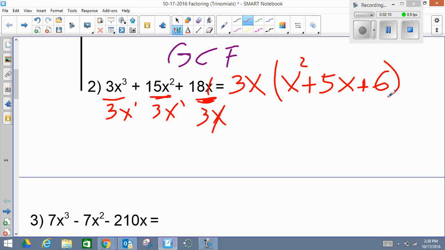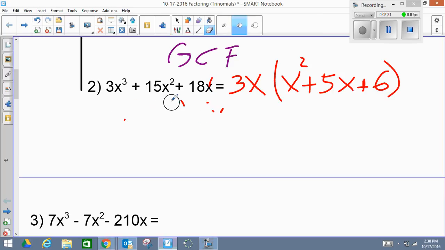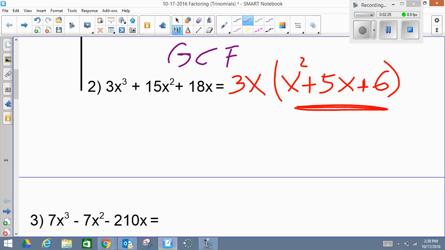So that's GCF. But again, remember, I just said that today we're going to do trinomials using product and sum. So right now, we always check to see if there's anything that I can do inside the parentheses. I got to check this. In my case, I have 3 terms right there: x squared plus 5x plus 6. The way we're going to factor today is using product and sum.